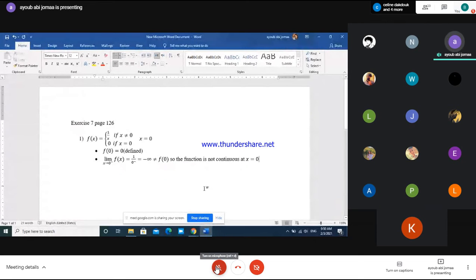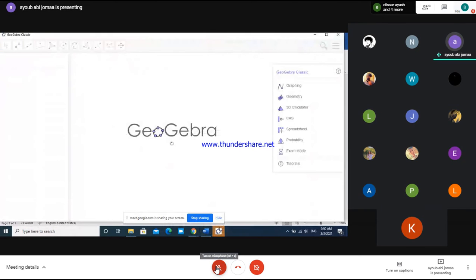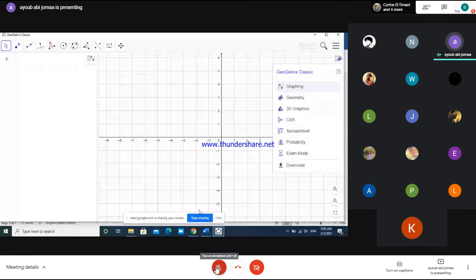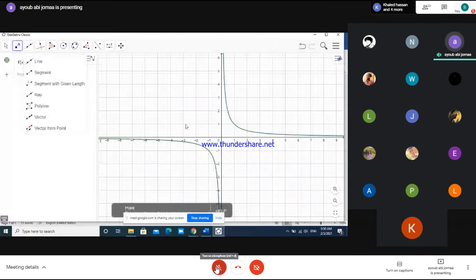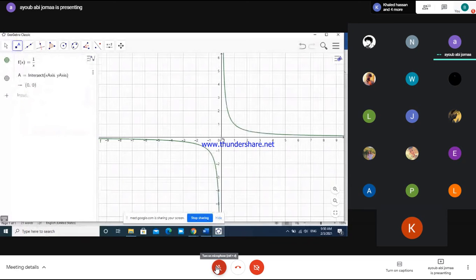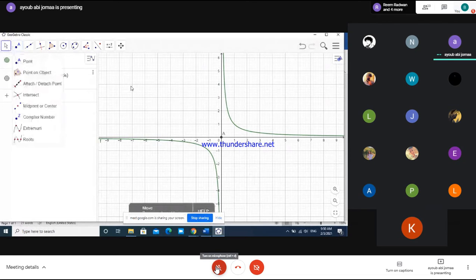Now please try to solve the second one. Negative x if x is less than 0, and 1 over 2x if x is greater than or equal to 0. Here we have 1 over x, and we have the point, the origin, in fact. As you can see here, the function is not continuous at x equals 0. One branch goes up and one goes down.